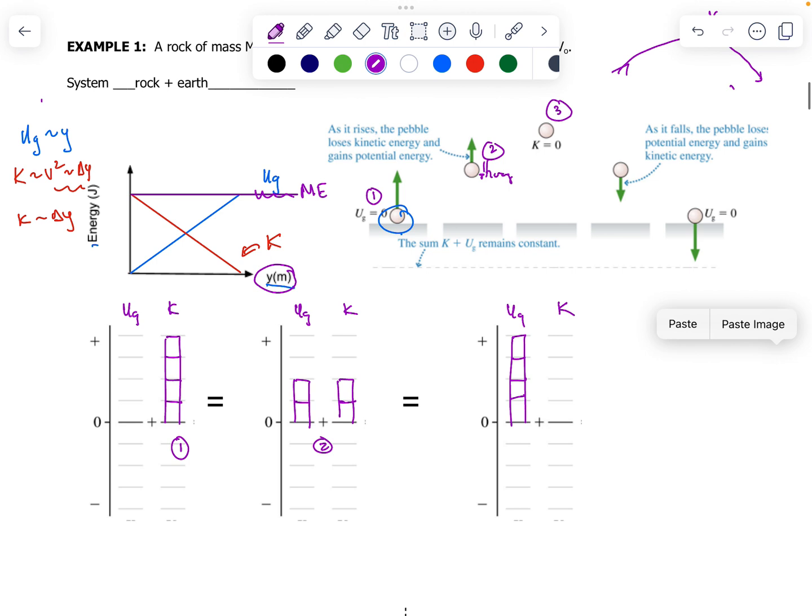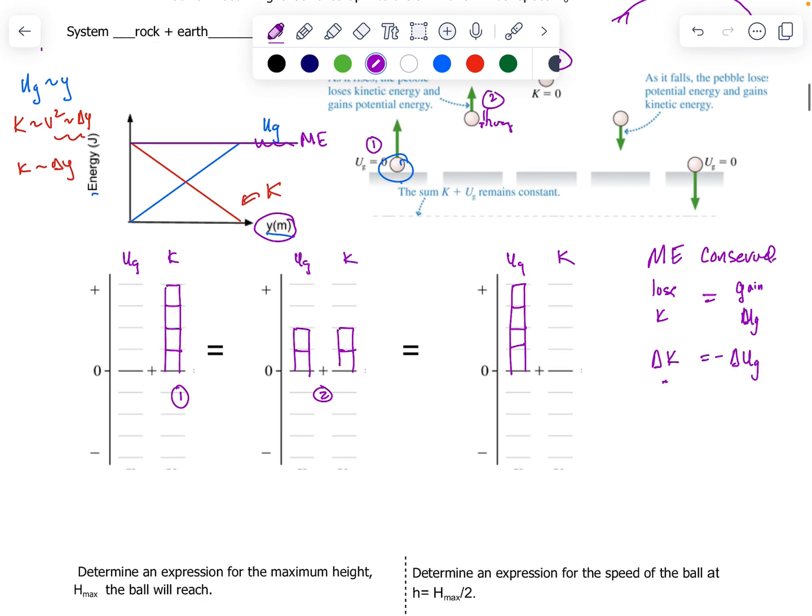Mechanical energy is conserved. That's a big idea that we can see from our bar graphs. And any loss in kinetic energy is going to be equal to any gain in gravitational potential energy. We've modeled that as saying that the change in kinetic energy is equal to the negative change in gravitational potential energy. In this case, kinetic energy is decreasing, so you'd have a negative, and you would get a positive change in gravitational potential energy.